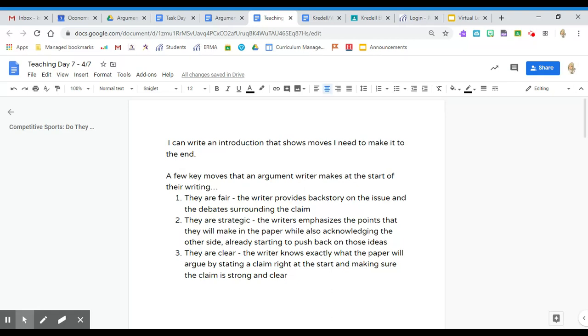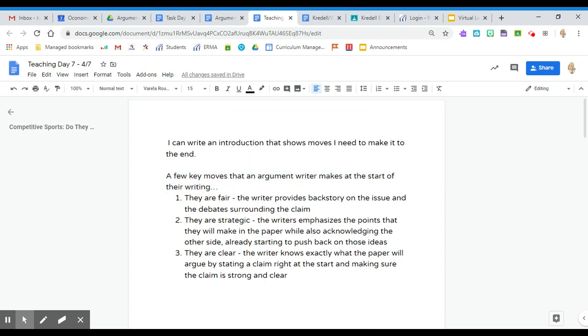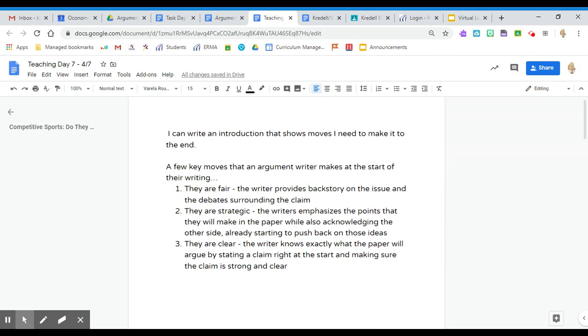So if we look here, right here, it says a few moves that an argument writer makes at the start of their writing. So there's really 3 things that I want you to do. I want you to be fair, strategic, and clear. Those are the 3 big things. I want you to be fair, strategic, and clear. So by fair, I mean that you're providing backstory on the issue and the debate surrounding the claim, right? You chose an issue because it's an issue.